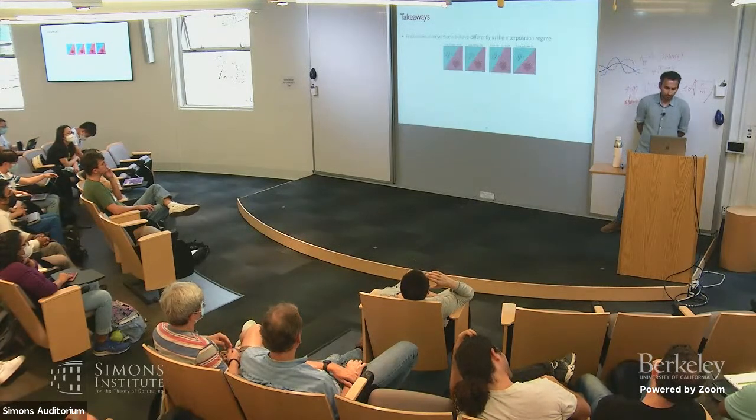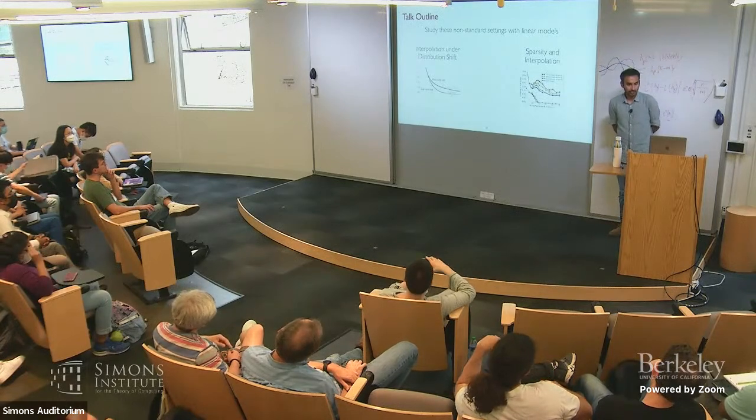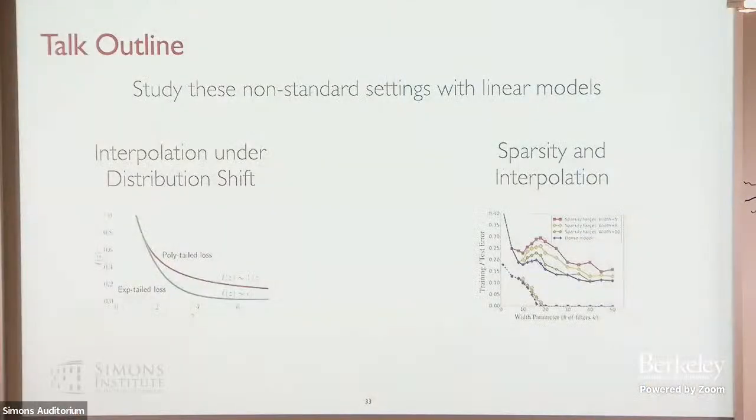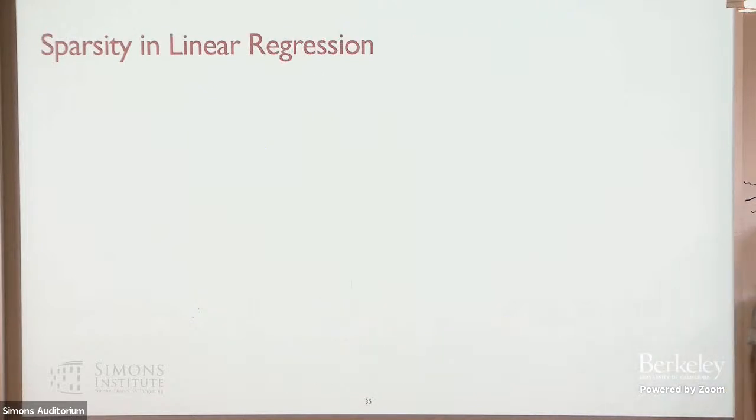Okay, so that's the first part of the talk. Second, I'm going to talk about the interplay between sparsity and interpolation. Just to remind you, we have seen these experiments where you can interpolate the data, and if you have a sparser model, the test error seems to be higher. Again, we're going to try and understand this with linear models, and we're going to study sparsity in linear regression.